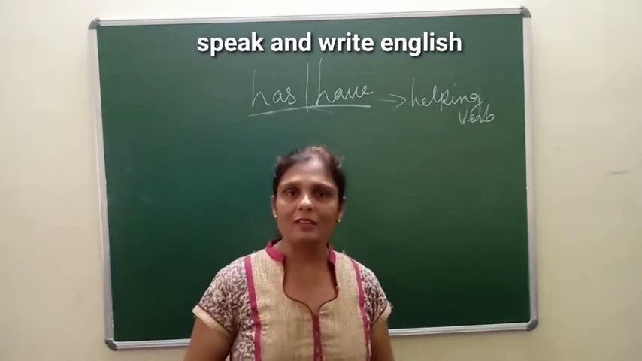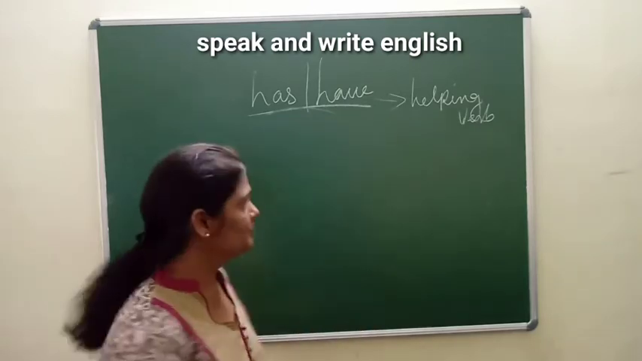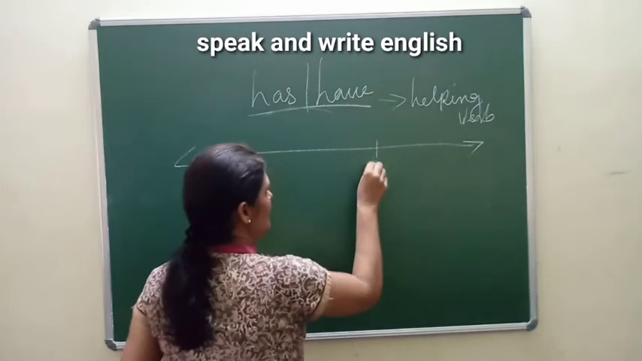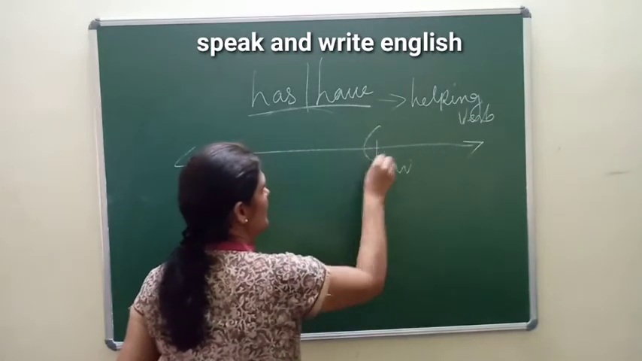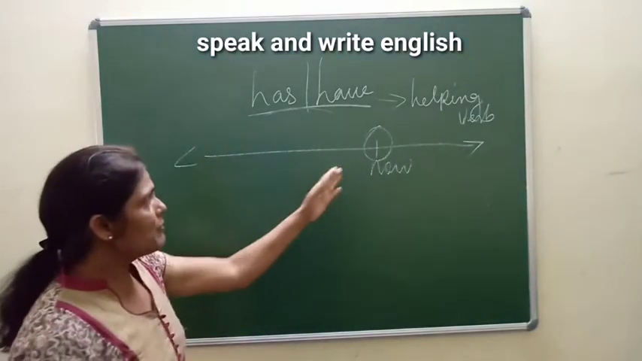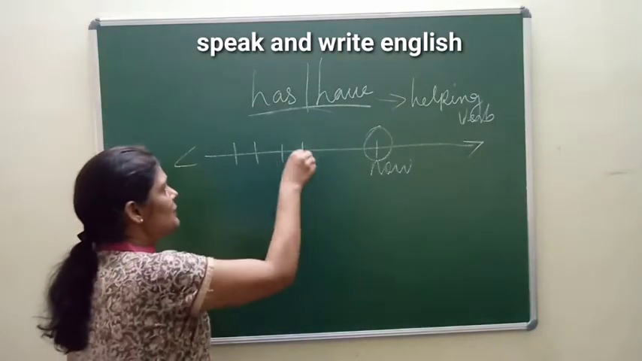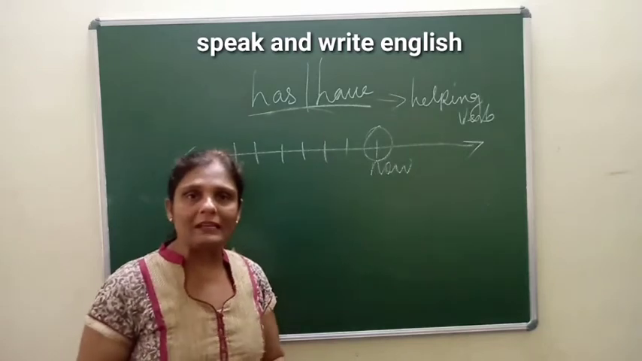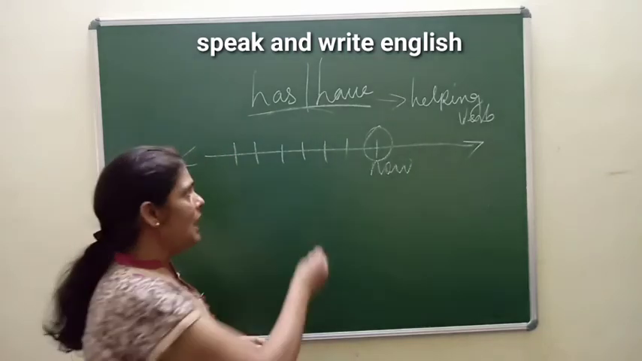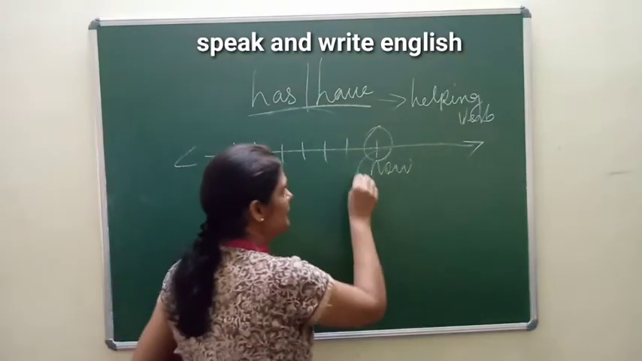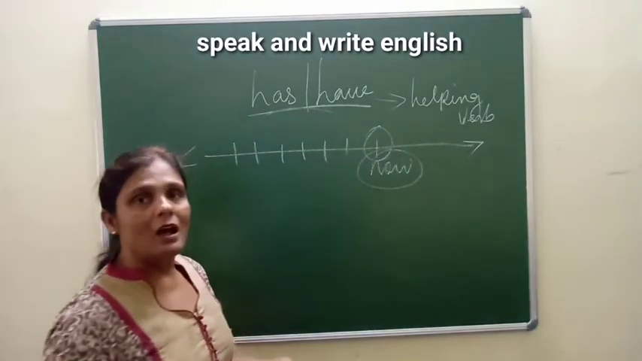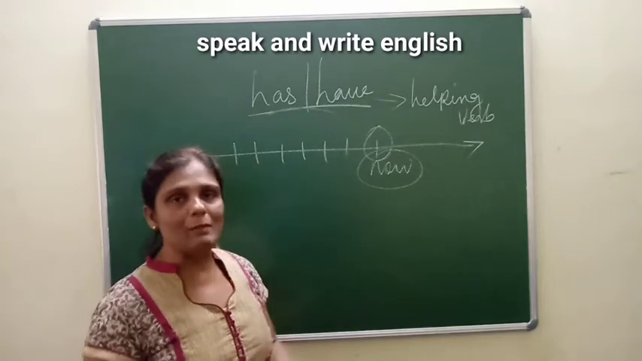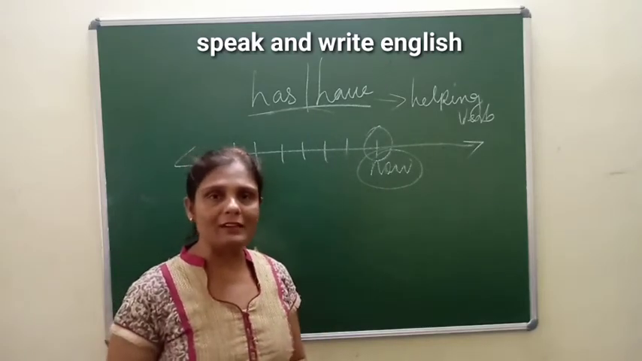Let us understand this with the help of a timeline. Suppose I draw a timeline and I am here. That is at the present, I am here now. Now before now many activities might have happened, and I want to link those activities with the present. I can make use of the present perfect tense.